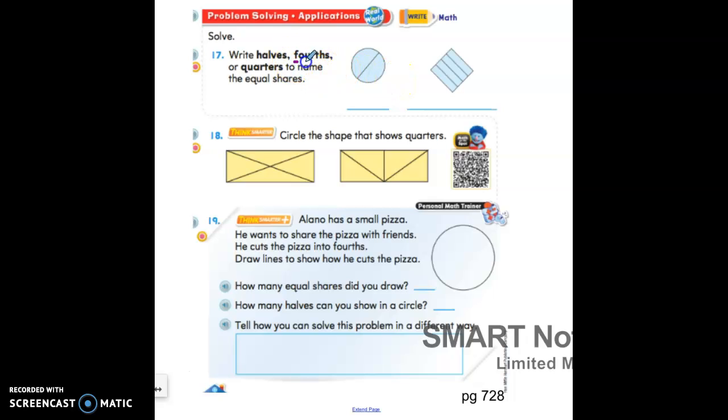Don't let this trick you. Fourths and quarters means the same thing. It means 4 equal parts. Number 18 says circle the shape that shows quarters.